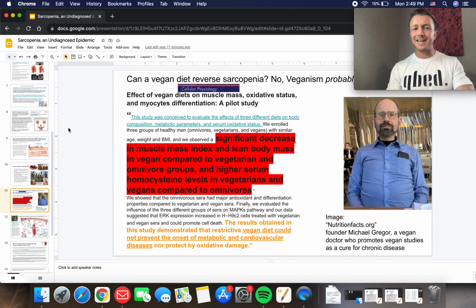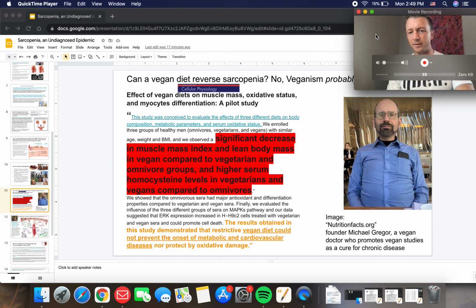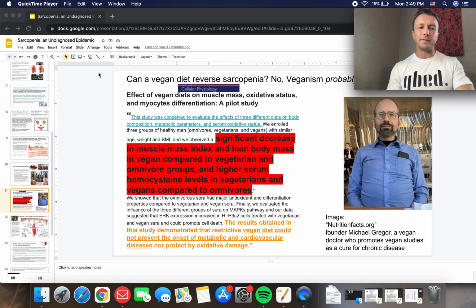One question I get is, can a vegan diet reverse sarcopenia? And this is Dr. Michael Greger. He's of nutritionfacts.org. He is a vegan physician who promotes a vegan diet for a whole variety of health maladies. So we look at this study here that looked at a significant decrease in muscle mass index and lean body mass in vegan compared to vegetarian and omnivore groups, and higher serum homocysteine, which is an inflammatory marker, in vegetarians and vegans compared to omnivores.